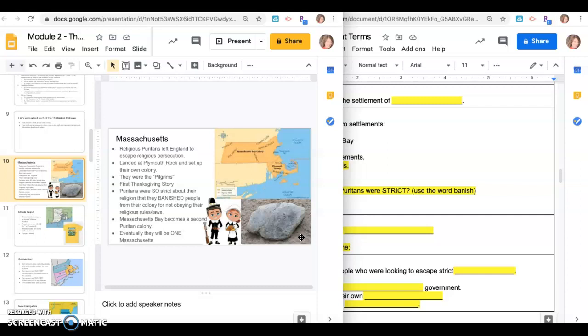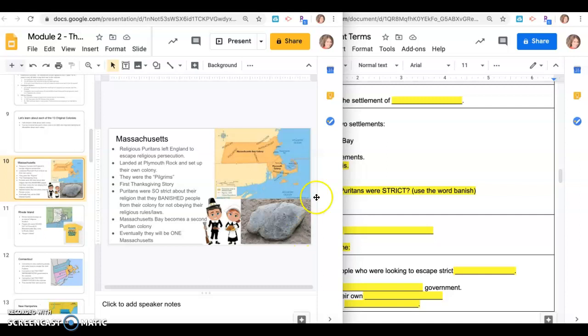Puritans are a super, super strict religious group that believe in purifying everything about Christianity. They're Protestants, they're not Catholics, and they just believe in very strict, perfect behavior, like no singing, no dancing, being super sinless is what they wanted. They were so strict that if you did not follow the exact rules of the Puritan religion, you were kicked out and banished from the colony.